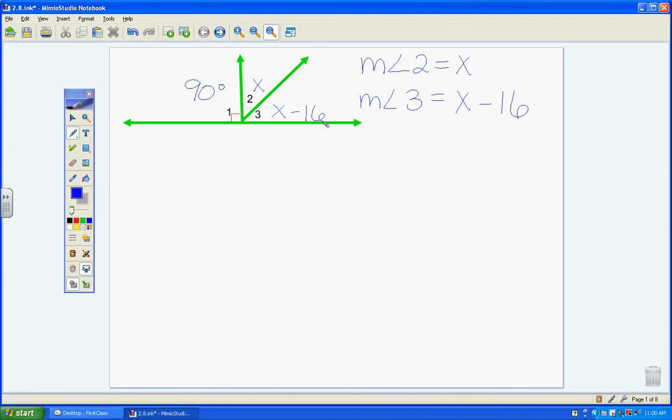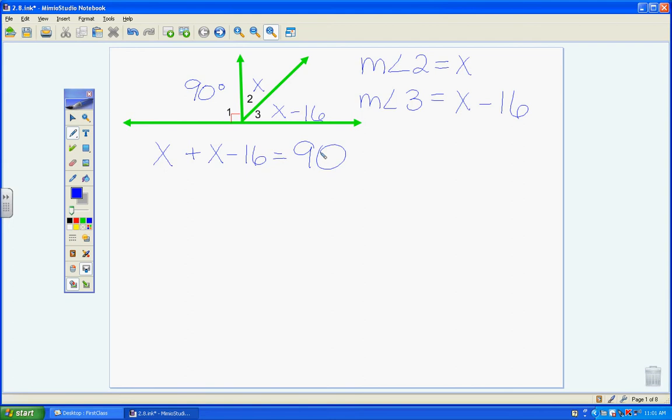Okay, does everyone know how we come up with 90 there? Yes. Because this angle plus this angle, 2 plus 3, must have a total of 90 degrees. So when I write my equation, it's x, because that's angle 2, plus angle 3, so plus x minus 16 would have to be a total of 90. So we're back to solving an algebraic equation. So what do we do next?